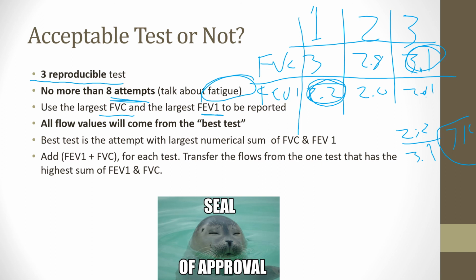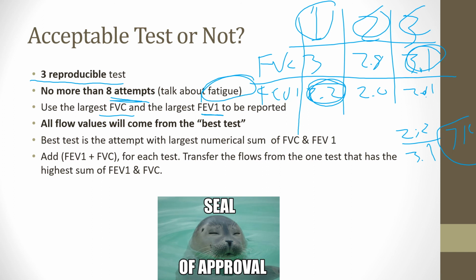Now we need to figure out, out of these 3 tests that this patient took, test 1, test 2, test 3, how do I figure out which flow rates to use if I'm doing their best effort? So this is where we're going to do some more math. Aren't you excited about this? But here it's just adding. Yay! So we're looking at all the best tests.